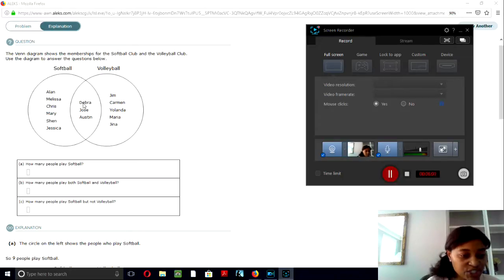The next question asks, how many people play both softball and volleyball? So let's look here. We have our softball circle here with all the softball people, and then we have our circle here with all of our volleyball people. But this question wants to know how many people play softball and volleyball. And so this circle here includes the individuals that play both softball and volleyball, and we have 3.